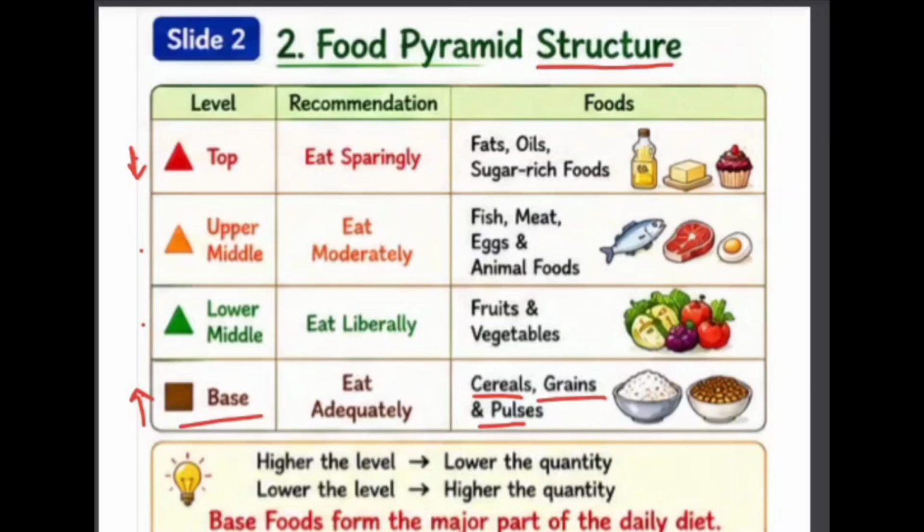Think about your daily activities such as studying, walking, working, or playing sports. All of these activities require energy, and the foods present at the base of the pyramid provide that energy. Since our body requires energy every day, these foods should form a major part of our daily diet. Now that we have understood the base level, let us move one step higher.